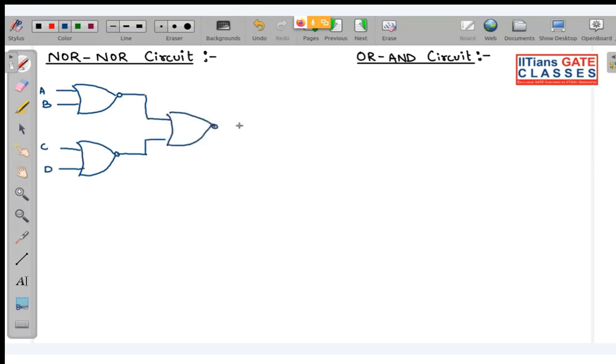So this will be what? A NOR B, whole NOR. This will be A plus B using De Morgan's rule, and C plus D. So you can see this is your NOR circuit. Tell me if this is clear or not.